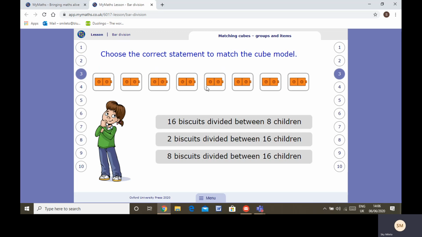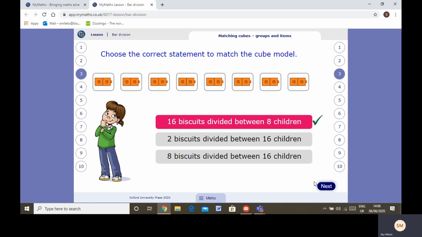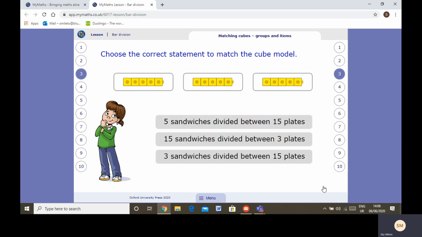So we've got 1, 2, 3, 4, 5, 6, 7, 8 groups and 2 items in each group. So we have 2 biscuits divided between 16 children. No, there's not 16 groups. Do we have 16 biscuits divided by 8 children? Well, we have 1, 2, 3, 4, 5, 6, 7, 8. And we have 2 in each group. So we know that 2 times 8 equals 16. So this one must be correct. I'm just going to do 3 of these because there's lots of slides.